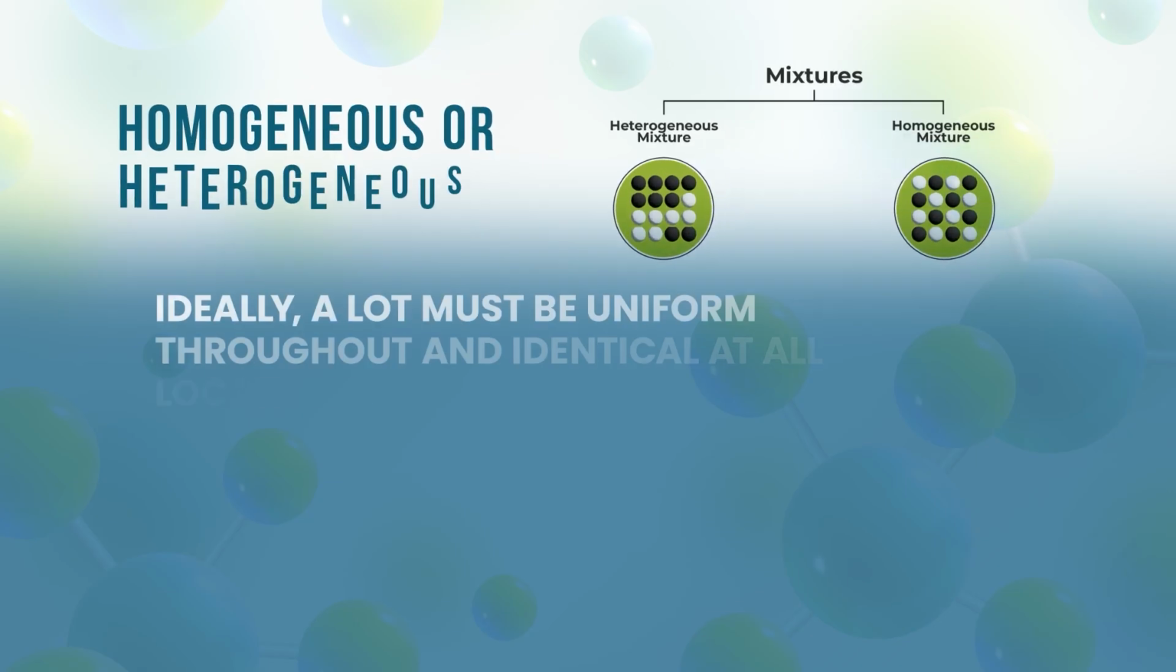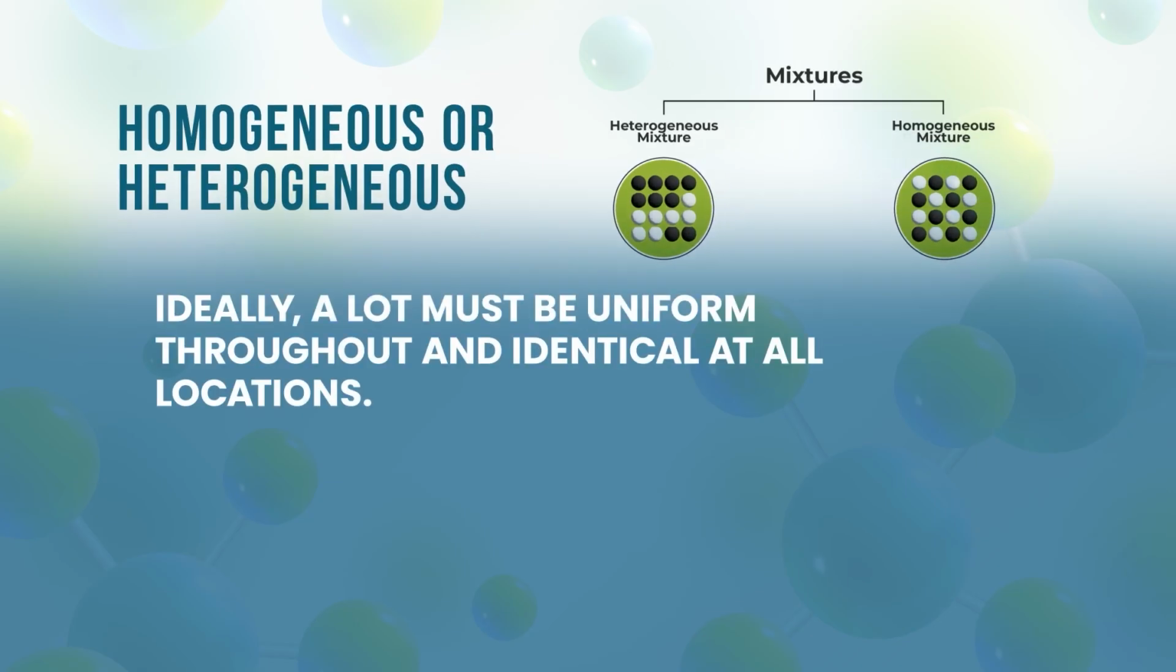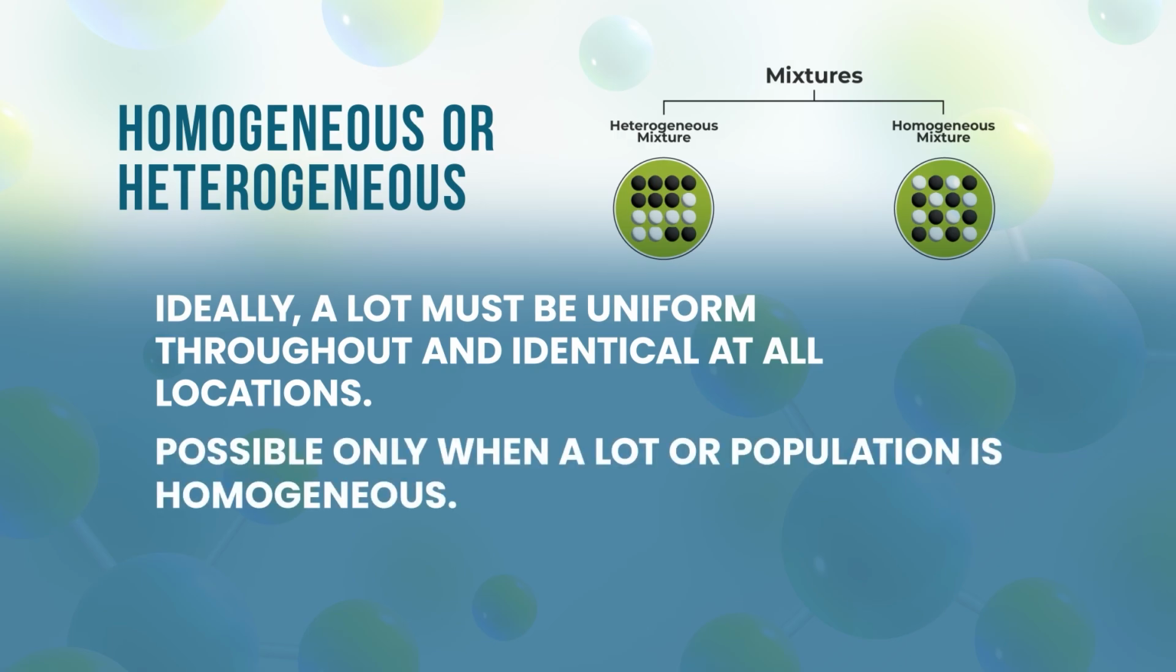But we all know very well that in food products, especially processed food, there is a lot of material. They contain hydrophobic material and hydrophilic material at the same time. They contain solids and liquids together. Ideally, a lot should be uniform throughout and identical at all locations. But that is not possible. It is possible only when the lot is liquid.